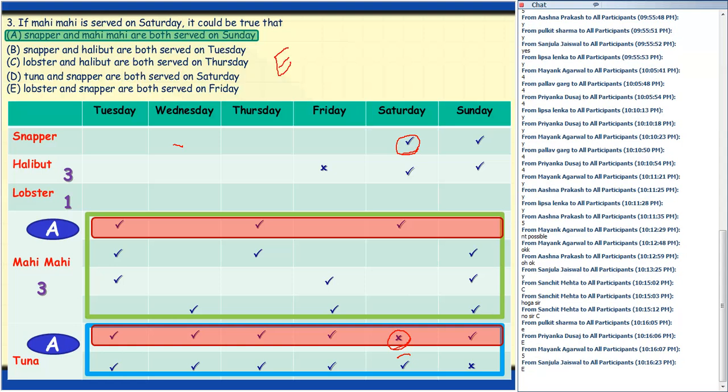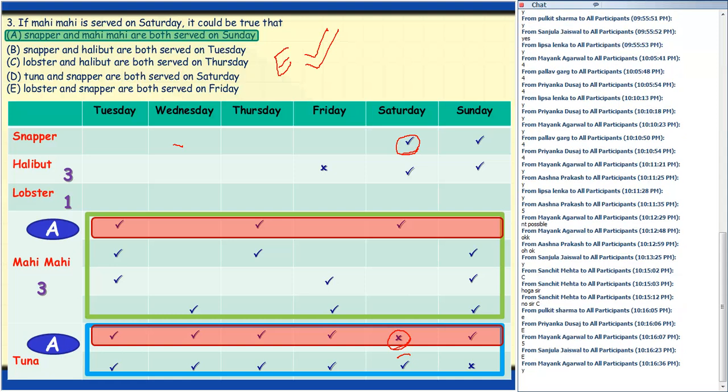That is the correct answer, option E. Is that clear? Can we move to the next set, if it is clear to all of you? Great. So let's move to the next one now.